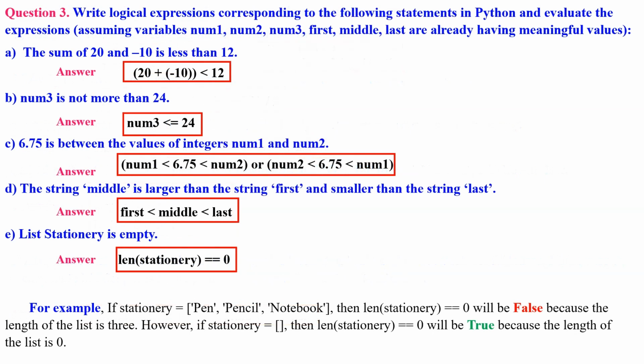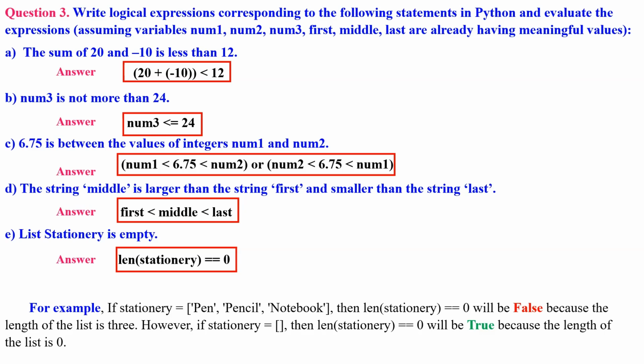Question 3. Write logical expressions corresponding to the following statements in Python and evaluate the expressions, assuming variables num1, num2, num3, first, middle, last are already having meaningful values. A. The sum of 20 and minus 10 is less than 12. Answer. 20 plus, minus 10, less than 12. Here you have to check out the open and close brackets properly.